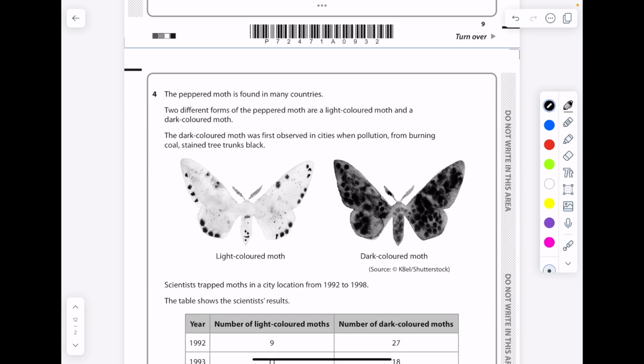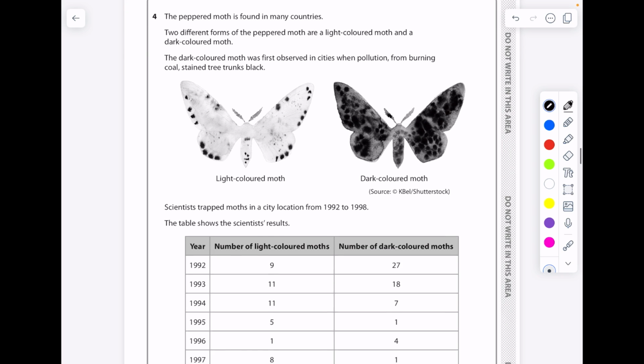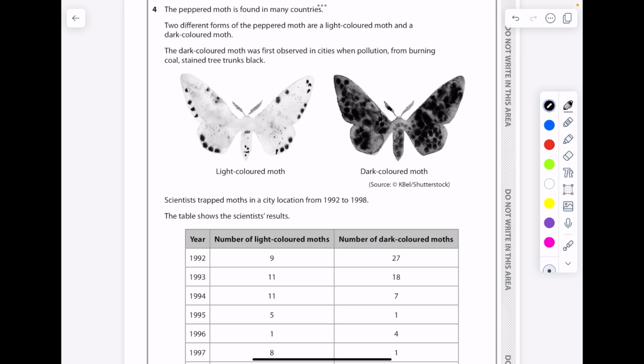The peppered moth is found in many countries. Two different forms of the peppered moth are the light-coloured moth and the dark-coloured moth. The dark-coloured moth was first observed in cities when pollution from burning coal stained tree trunks black. So therefore we know that this black moth is better camouflaged in places where there's lots of pollution.